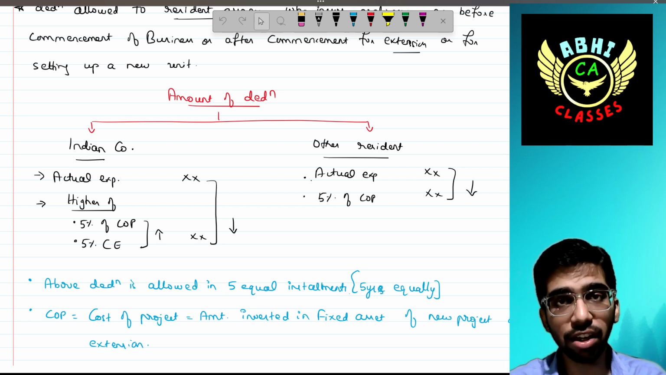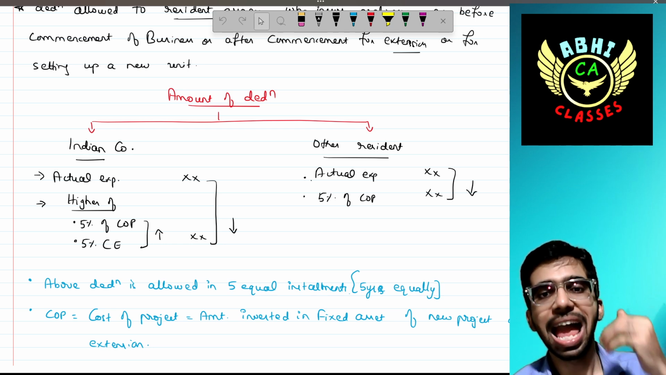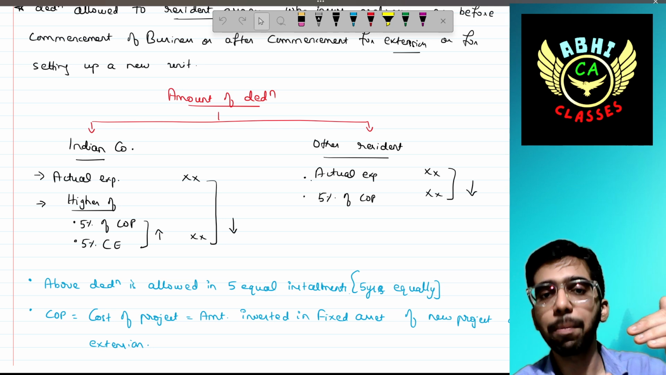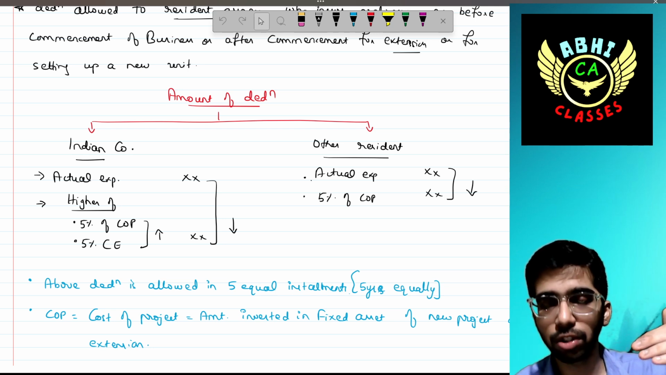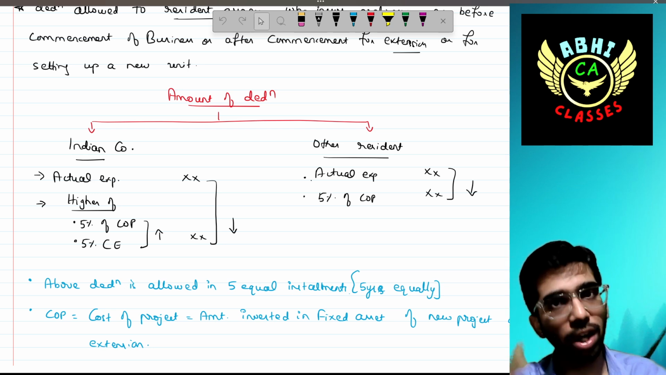If you are an other resident individual or other resident SSE, the deduction will be actual expenditures or 5% of the cost of project, whichever is lower. Simple. Here you have to see twice, here only one time.